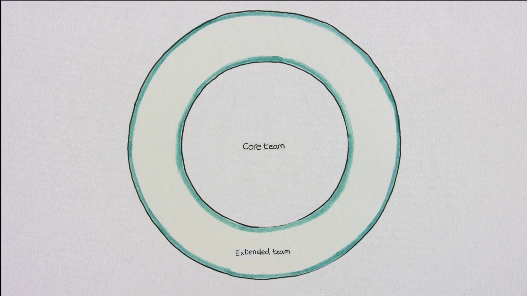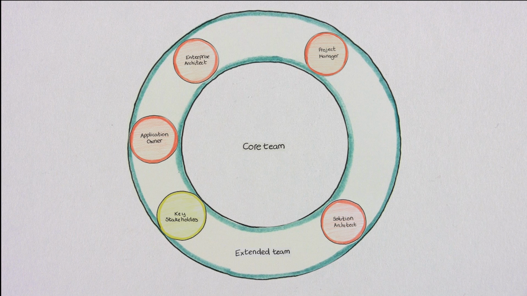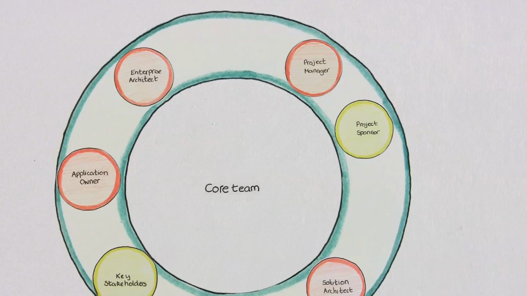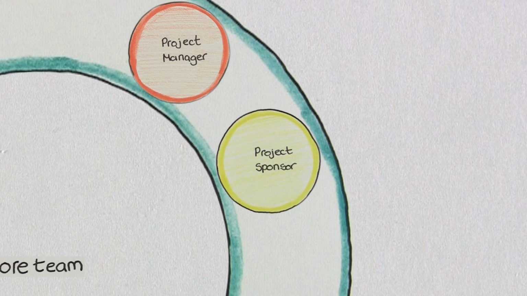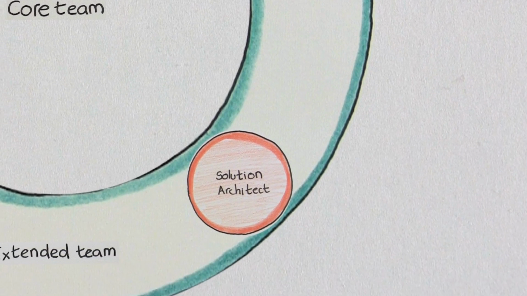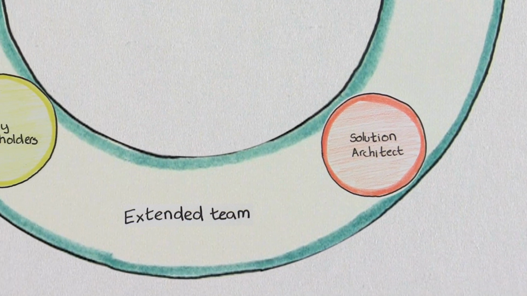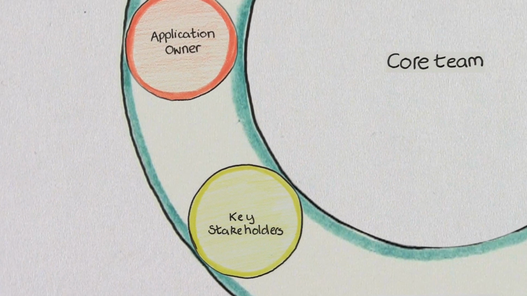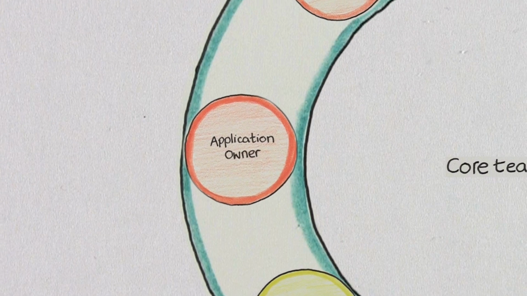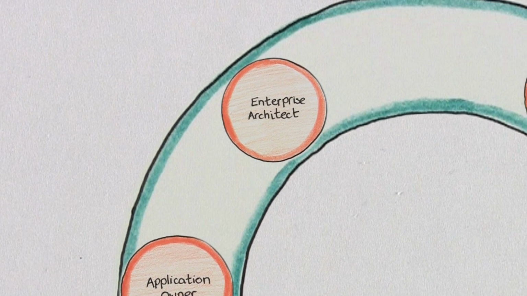Roles within the extended team are typically project manager, application owner, architects, key stakeholders, and project sponsor. The extended team have a very important part to play. They may attend iteration showcases to view each increment of new functionality, give the project support and direction via participation on a steering committee, and work with the development teams to ensure the solution and the architecture are working well together. The core team is equally important.